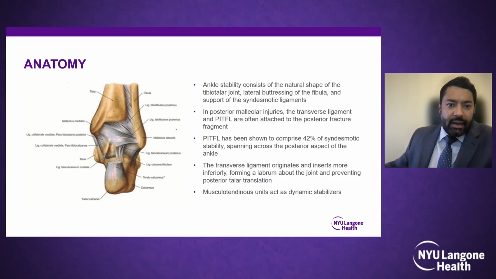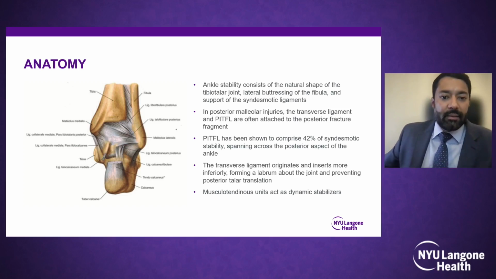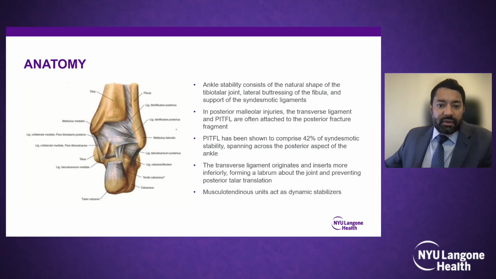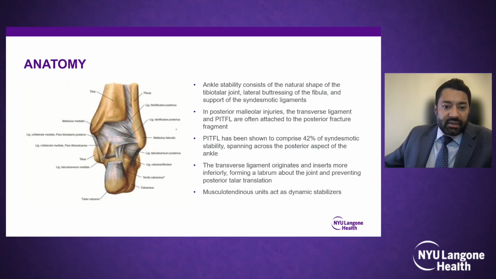In terms of anatomy, stability of the ankle primarily comes from the shape of the tibio-talar joint, the lateral buttressing effect of the fibula, and of course the syndesmotic ligaments. With the posterior malleolus, the PITFL and the transverse ligament are both attachment points at the posterior malleolus, and these are very important as they span across the posterior ankle and provide basically a labrum about the posterior ankle joint, which prevents posterior tibial translation. And of course, you have your musculotendinous units, the peroneals, the flexors, and the extensors that also contribute to dynamic stability.